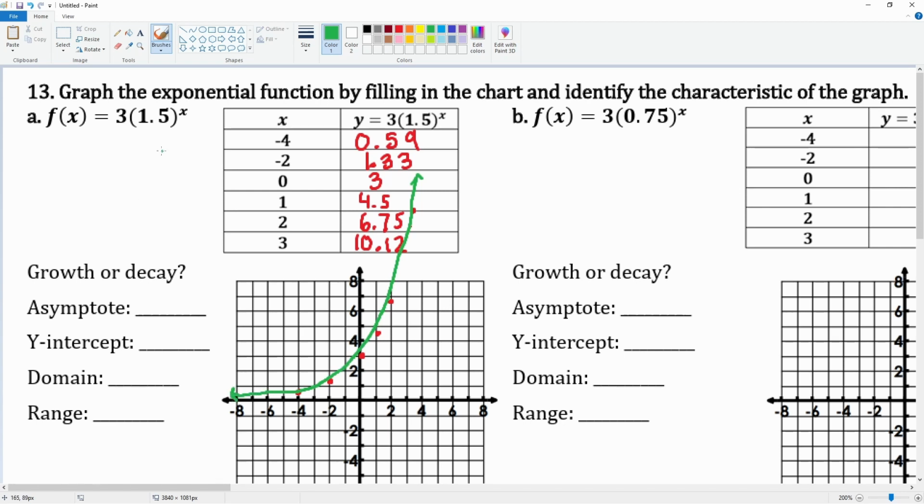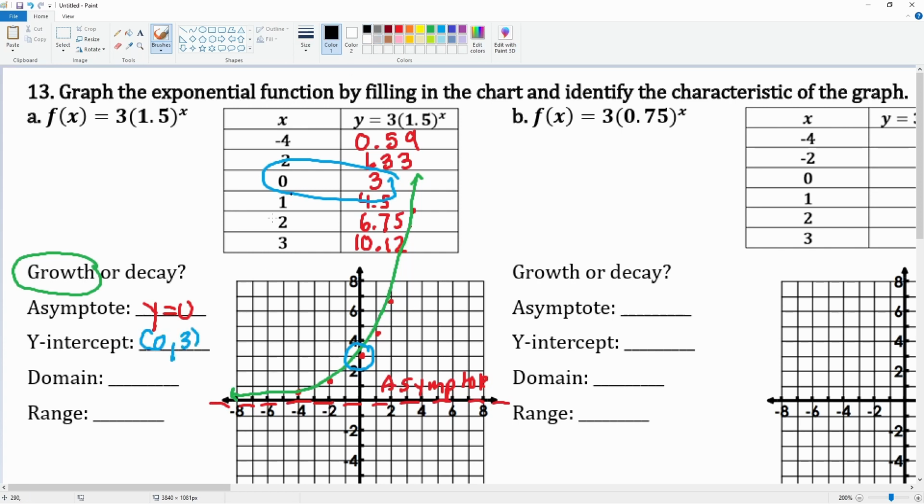Okay, it looks something like this, right? Perfect, good. All right, so is this a growth or decay? This is a growth. It's going up. What is the asymptote? Well, the asymptote is right here. It never touches this spot. That is the asymptote. It never touches y equals 0. The y-intercept is right here where x is 0. So it's right here at (0, 3).